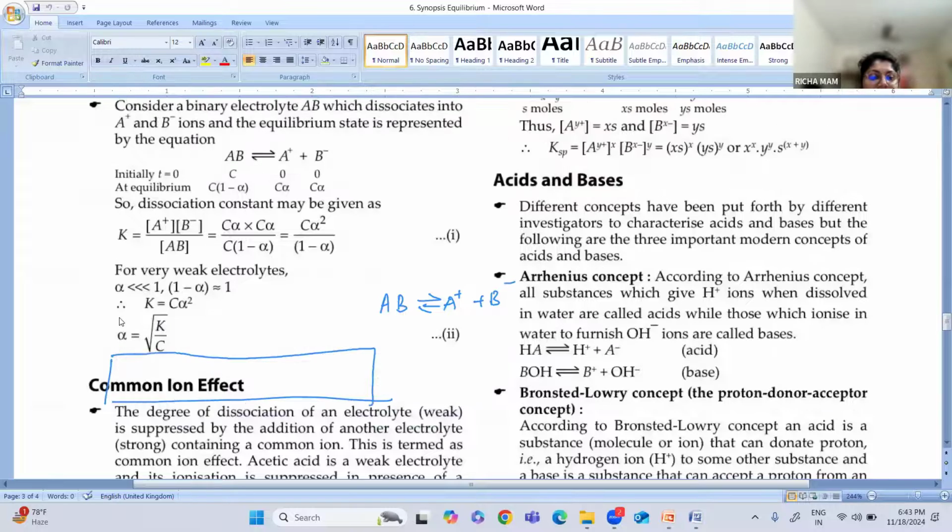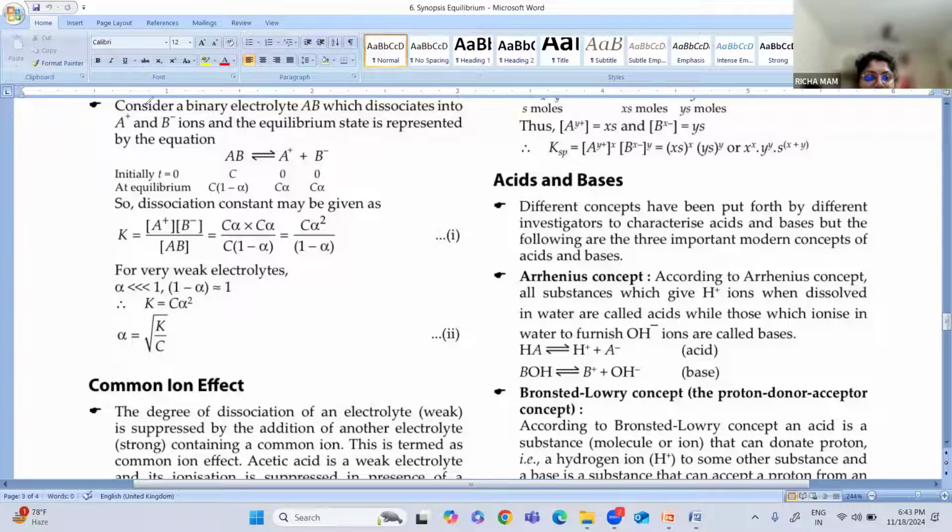Then for a very weak electrolyte, K equals C alpha squared, so alpha equals root of K by C. This also you have to remember. Next is the common ion effect.